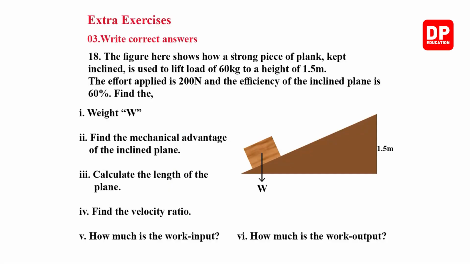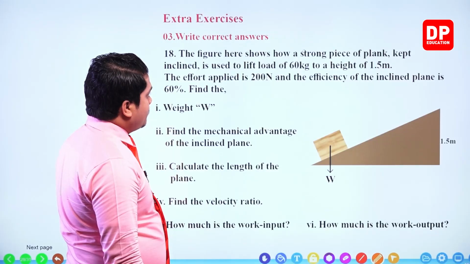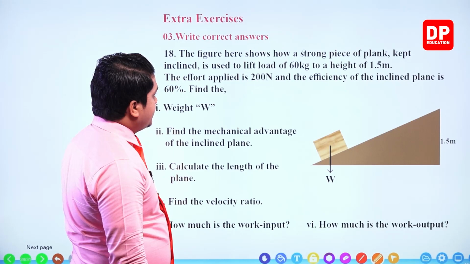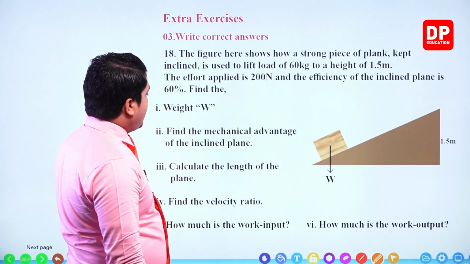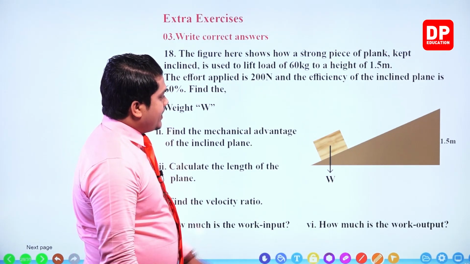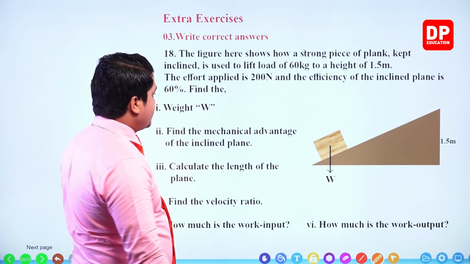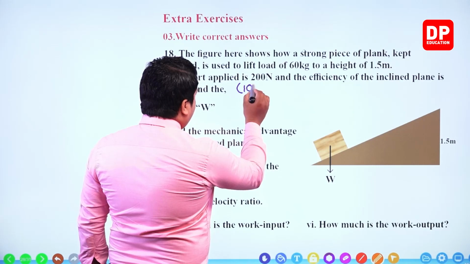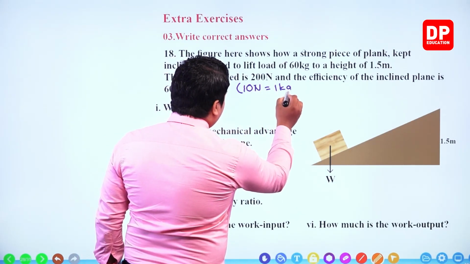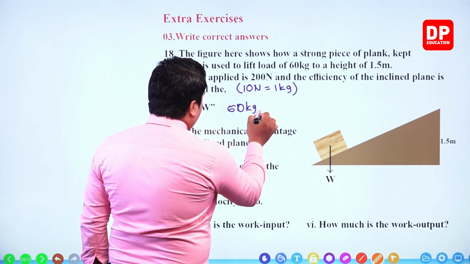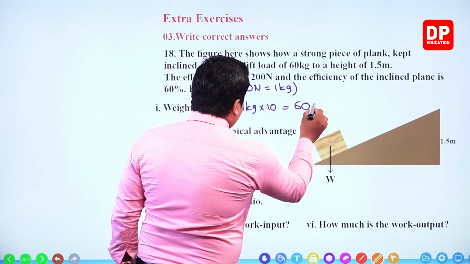Okay, then the figure here shows how a strong piece of plank kept inclined is used to lift the load of 60 kg to a height of 1.5 meters. The effort applied is 200 Newton and the efficiency of the inclined plane is 60%. Find the weight W. Very simple, 60 into 10, right? You know the relationship now. 10 Newton is equal to 1 kilogram. So 60 into 10, 600 Newton.